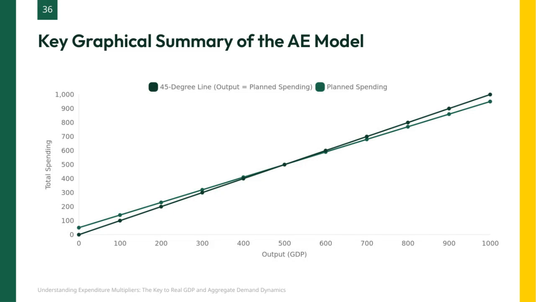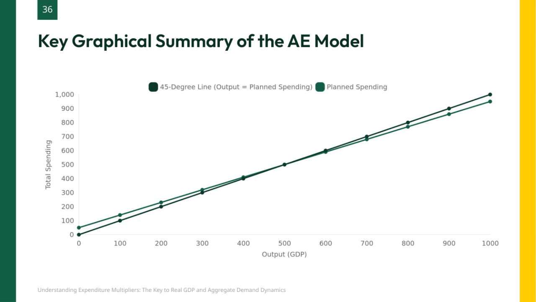Here we see a key graphical summary of the aggregate expenditure model. On the x-axis, we have output measured as GDP, and on the y-axis, total spending. The 45-degree line represents points where output equals planned spending, essentially showing equilibrium where the economy's production matches what is being demanded. The other line plots planned spending at various output levels. Notice how planned spending starts above zero, reflecting autonomous spending even when output is zero.